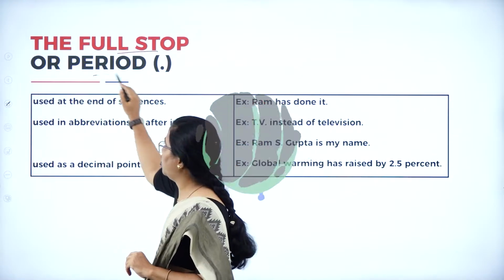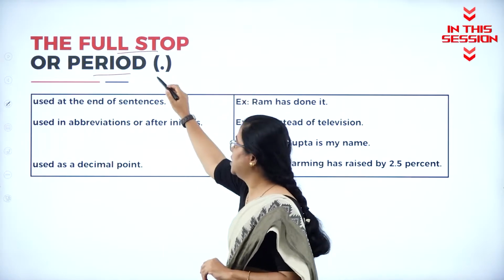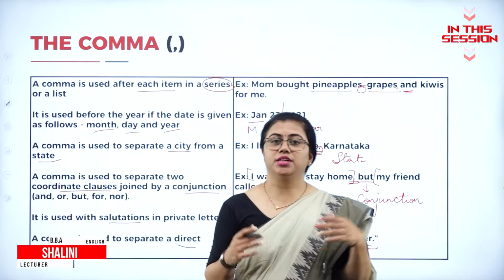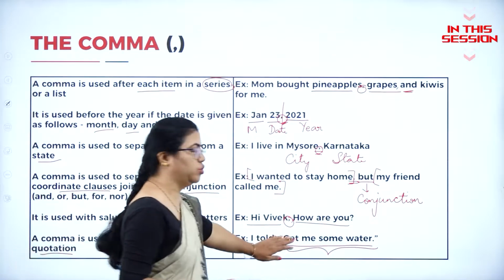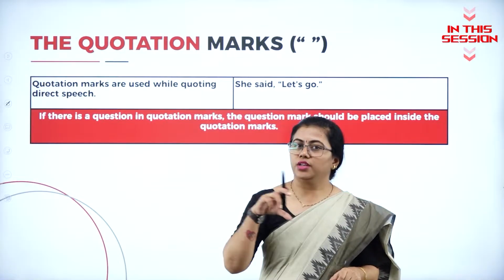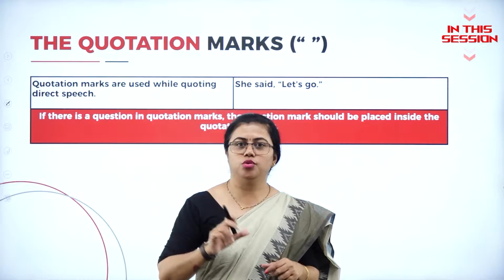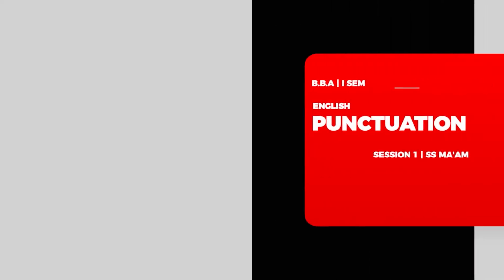Full stop is also called a period. So that is a dot in the end. Whenever you are using direct speech, that is, you are quoting the exact words of the speaker, at that time you use a comma. Whenever you are quoting the same words, then you use quotation marks.